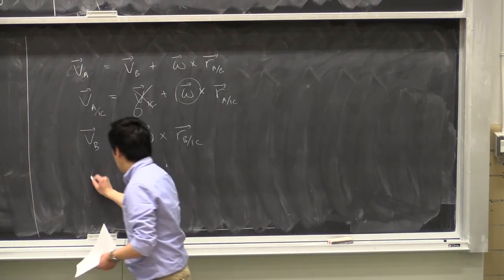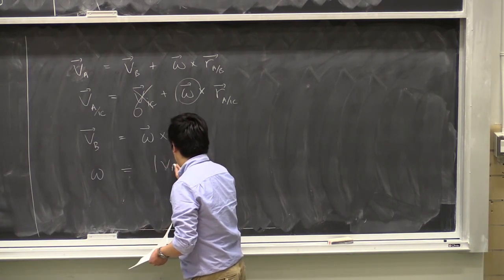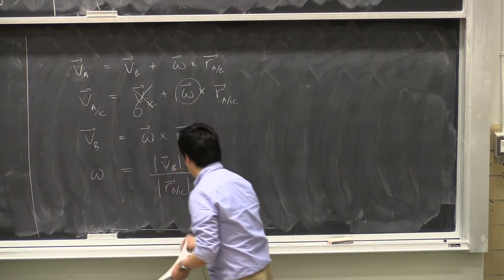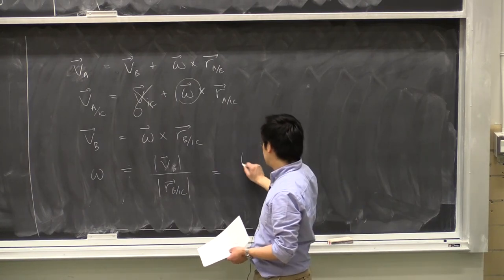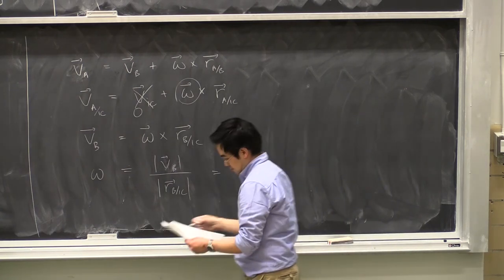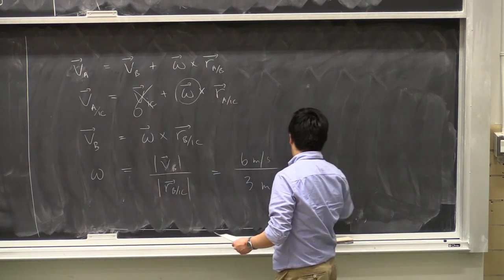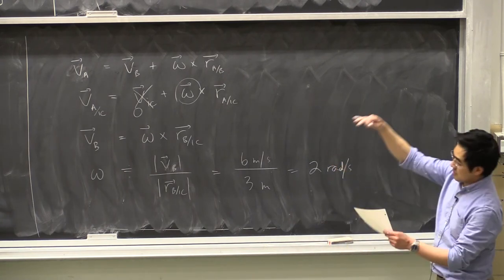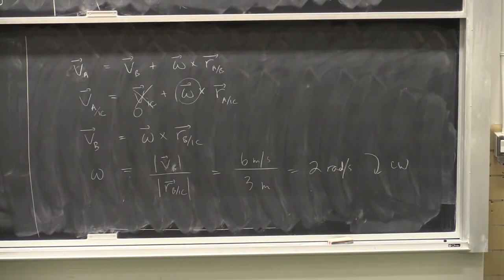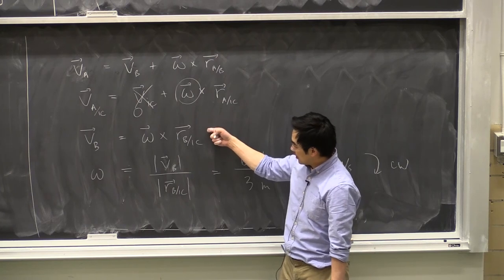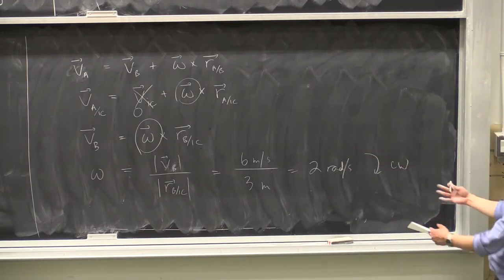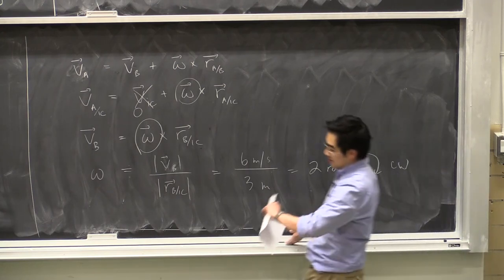And this makes it really easy now. Omega must be equal to the magnitude of VB divided by the length away from the IC. So this would be 6 meters per second divided by 3 meters, which is 2 radians per second, clockwise this way. In other words, it was a much more direct calculation. Knowing VB and finding the IC, I immediately got to my angular velocity. I found the direction, and now everything else follows. I can easily calculate VA as well.